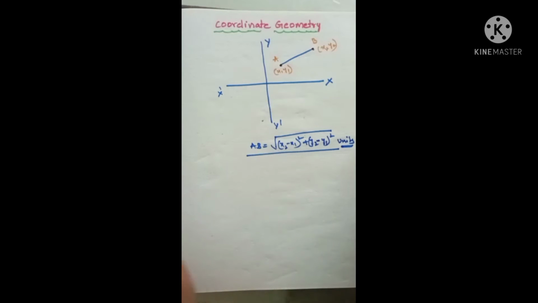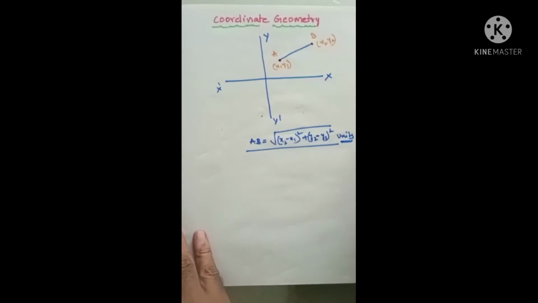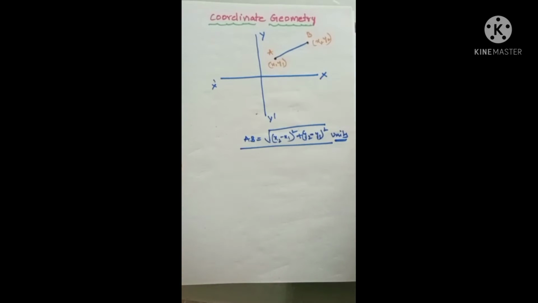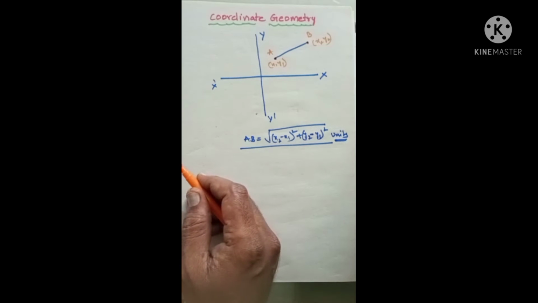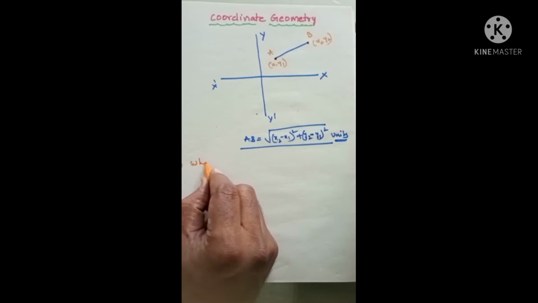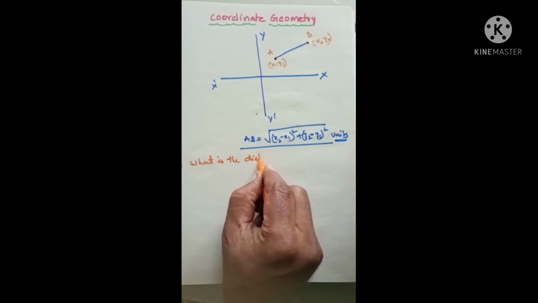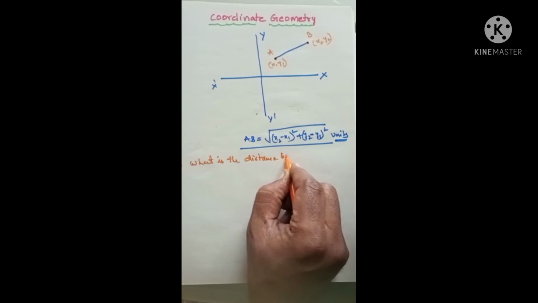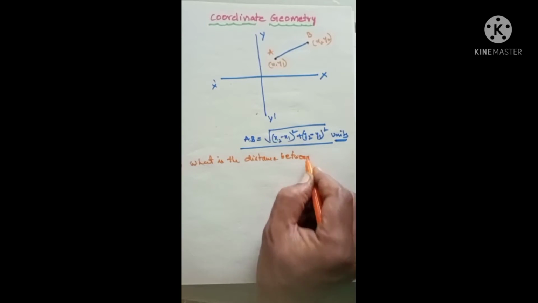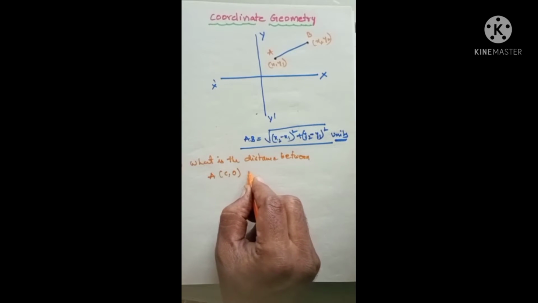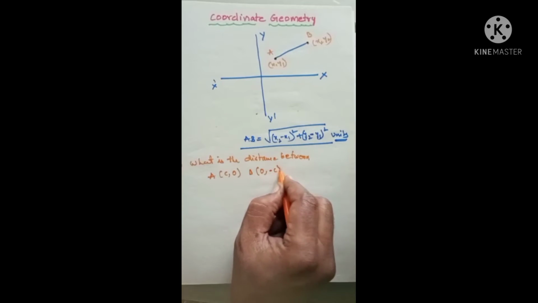On the basis of this formula, in 10th class there are different types of questions you will see in your annual exam, beta. Here I am taking one important question. The first is the direct question. Sometimes they will ask you some direct questions also, beta. What is the direct question? What is the distance between A (c, 0) and B (0, minus c)?